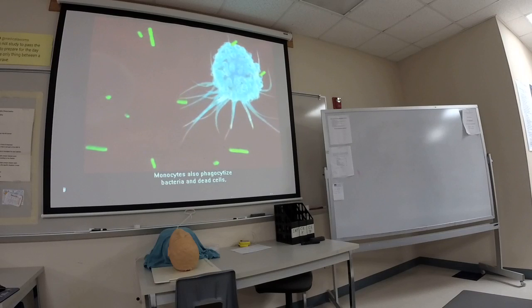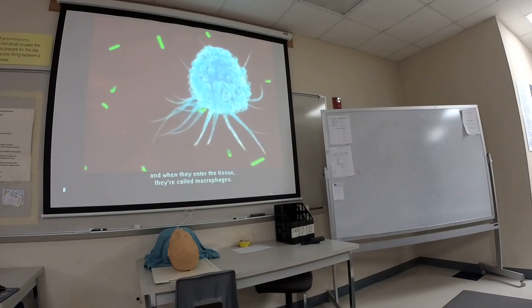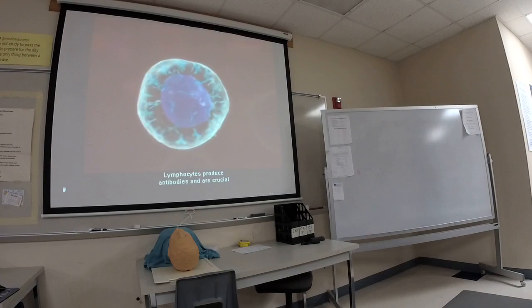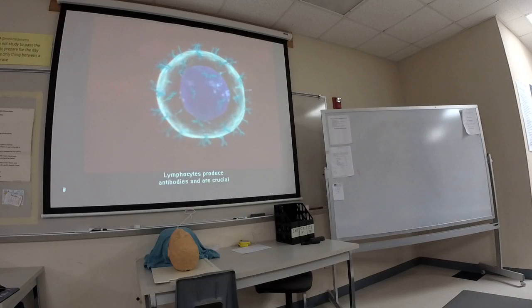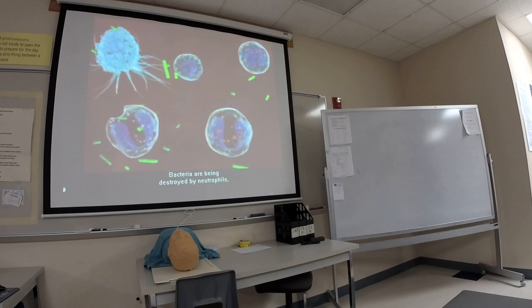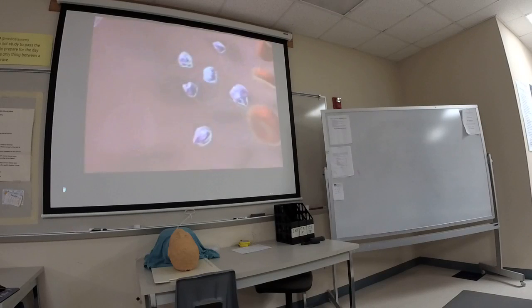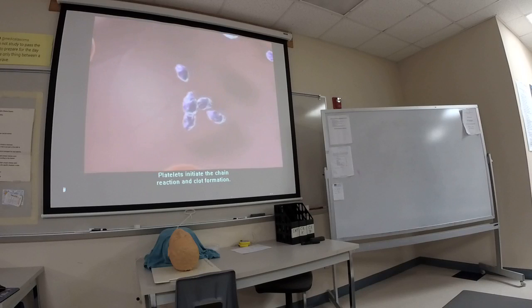Monocytes also phagocytize bacteria and dead cells, and when they enter the tissue, they are called macrophages. Lymphocytes produce antibodies and are crucial to the body's immune system. Bacteria are being destroyed by neutrophils, lymphocytes, and macrophages. Platelets initiate the chain reaction and clot formation.